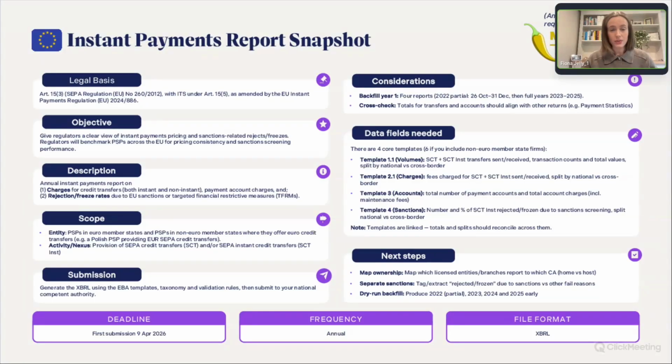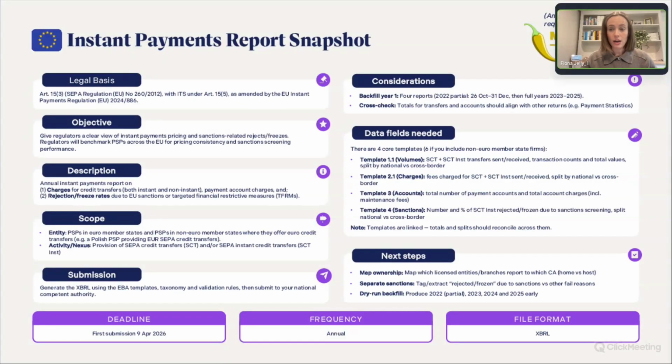So the legal basis for the instant payment reporting is here. And the whole objective is to give regulators a clear view of instant payment pricing and any sanctions-related rejects or freezing of payments. And regulators will use this data to, in theory, benchmark you against your peers and challenge any discrepancies. So again, the big question, do you need to do this?